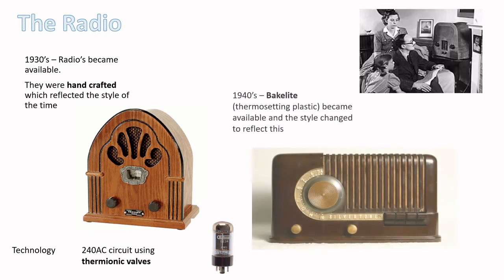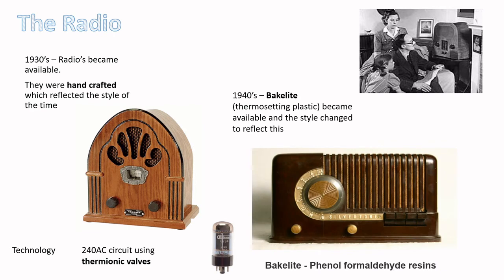Then you've got the 1940s. This is the introduction of something called Bakelite, which is a thermosetting plastic. Whereas in the 1930s they were handcrafted out of hardwoods, in the 1940s you're starting to try new materials that can be produced on a bigger scale than handcrafting. So when we talk about major developments in technology, yes, I've just talked about microelectronics and the parts that make the things work as well.